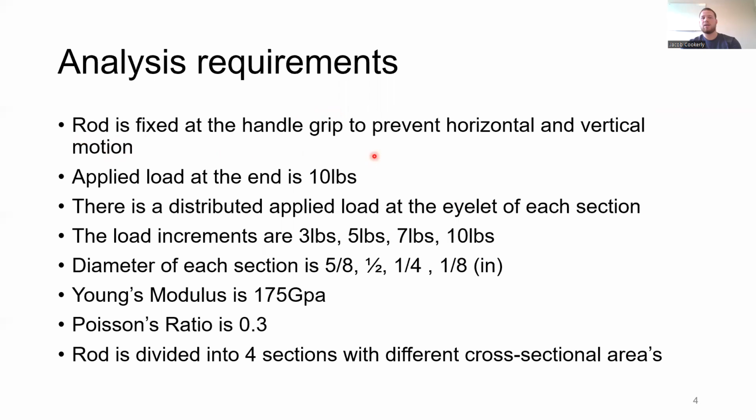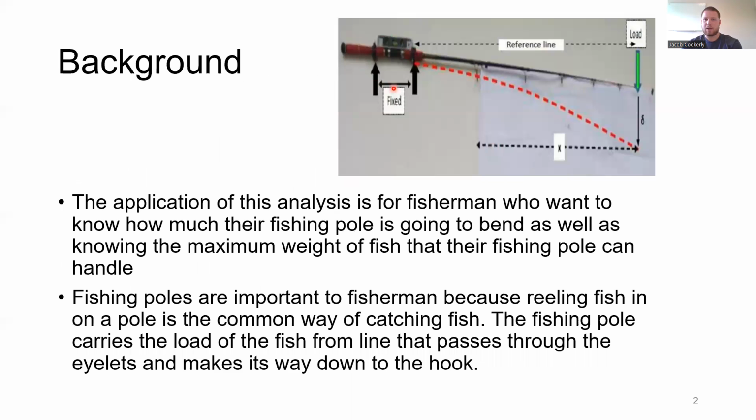So the rod is fixed at the handle grip, horizontal and vertical motion. By that, I'm talking about right here, this is the handle grip. As you can see, there's these two supports here that prevent both horizontal motion as well as vertical motion. So whenever this is loaded, it bends, and there's a moment that is applied at this point. Actually, technically, it'd be at this point, and so this point up here would have a moment that is equal and opposite to this length axis load.